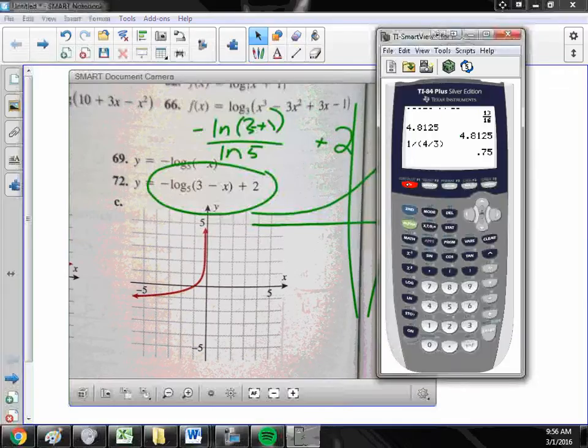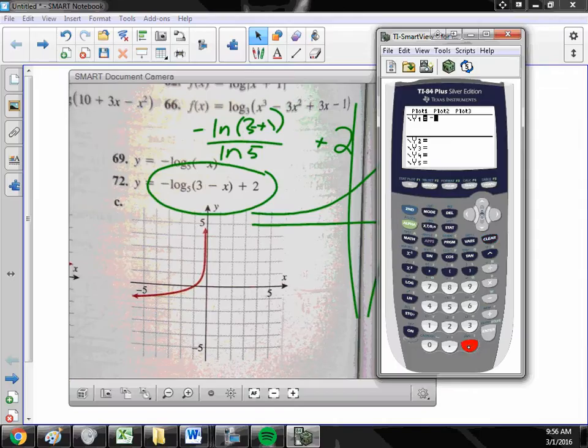So we go into y equals, so negative natural log of 3 minus x divided by the natural log of 5 and then add 2, and that will do all the transformations for you. My calculator gave up, but it's going to continue. It's going to have a vertical asymptote at x equals 3.